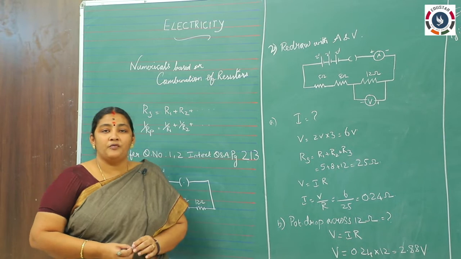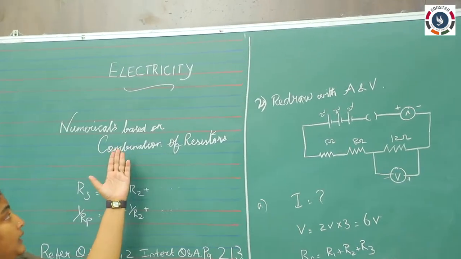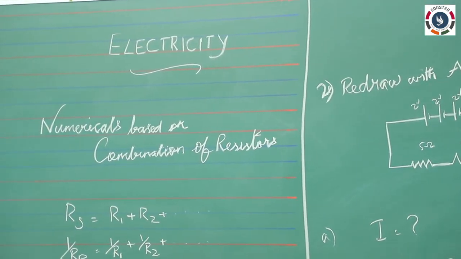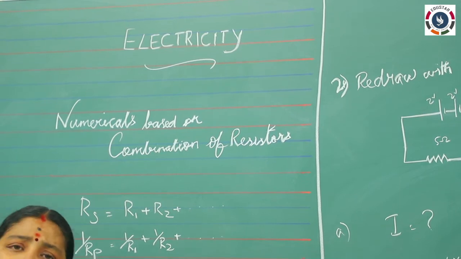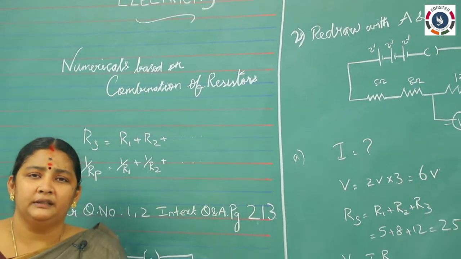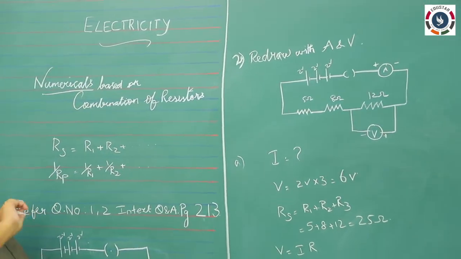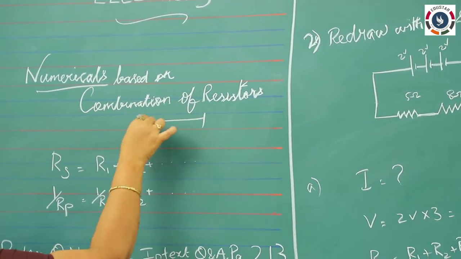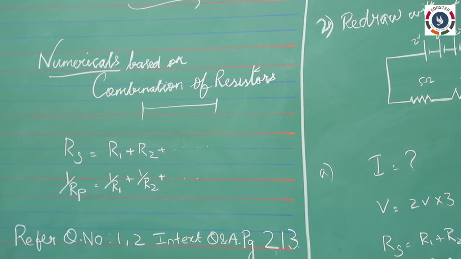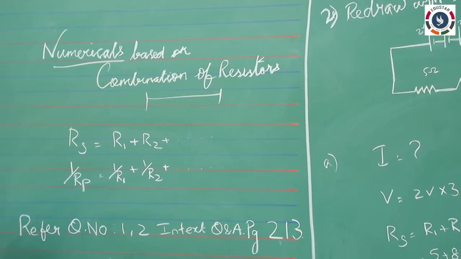Today, as a follow-up, we are going to learn numericals based on the combination of resistors. Because we already learnt in the beginning that this lesson is mainly numerical oriented, and the combination of resistors is an important part of the numericals. So, we shall recall the formulas.